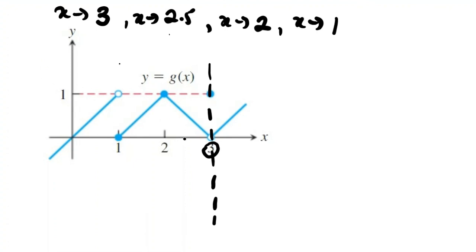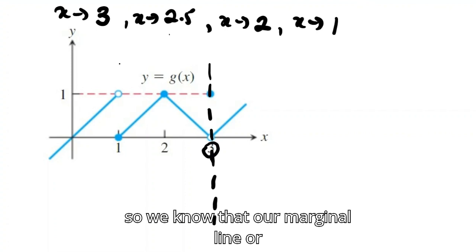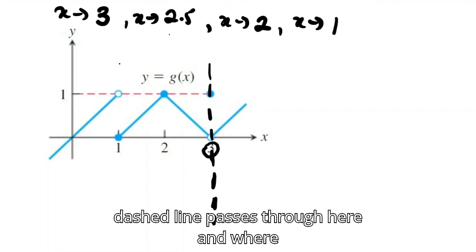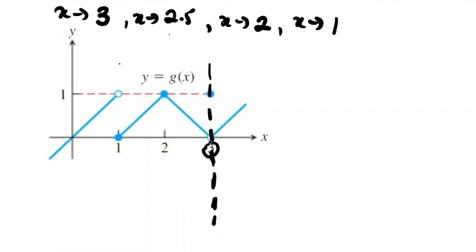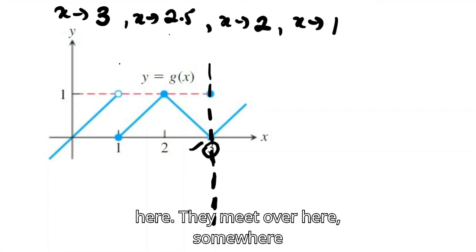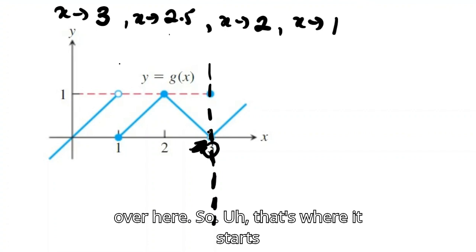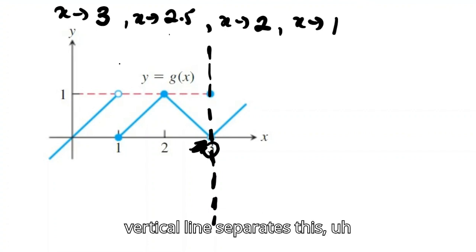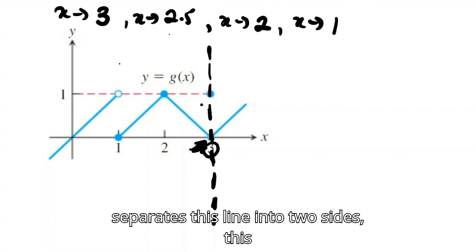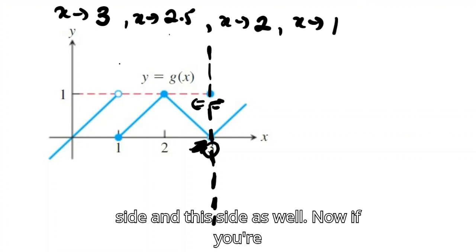Okay, so we know that our imaginary line or dash line passes through here, and where does it cut the function? This is the function, which is the blue line, right? You see that they meet over here, somewhere over here. So that's where it cuts. So now let's focus on the function. The vertical line separates this line into two sides, this side and then this side as well.